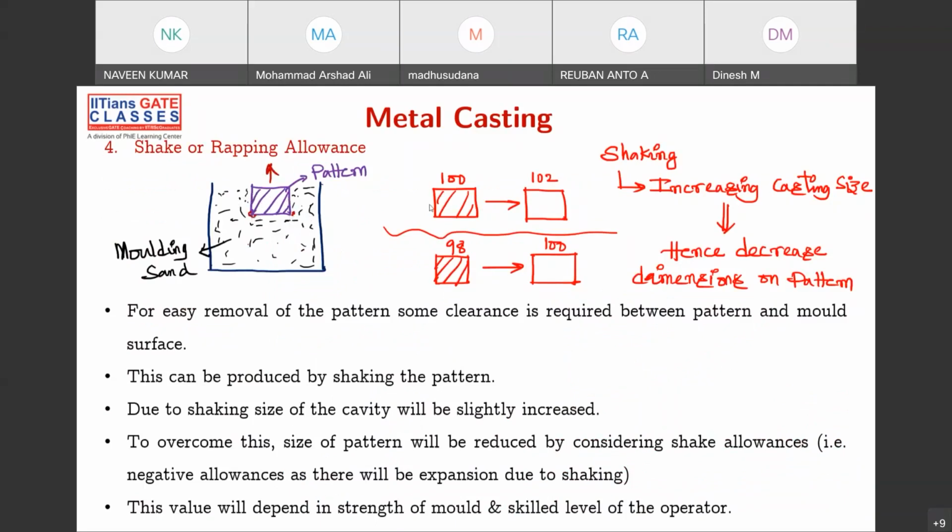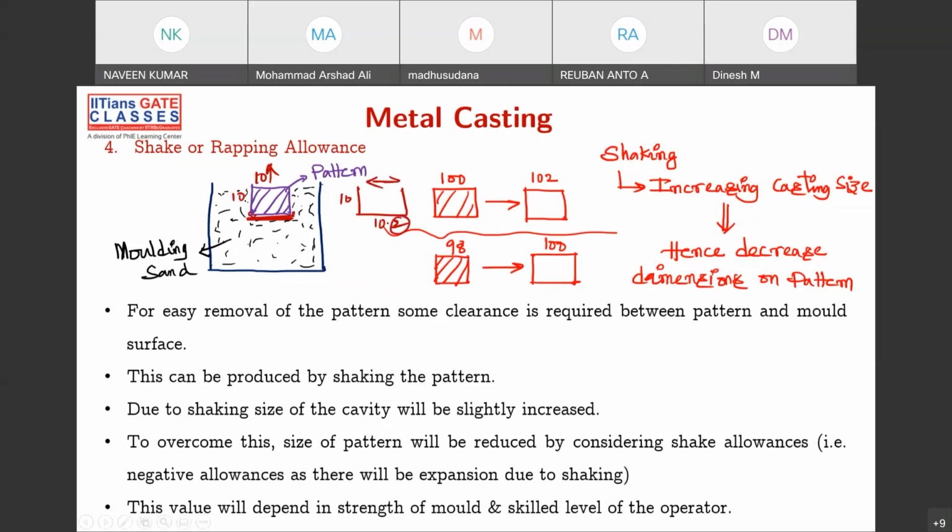So what you do, just shake it a little bit like this. And that shake, what will happen? It'll increase the size of the hollow cavity. Let's say your pattern dimension was 10 and 10 like this. Because of shaking, your hollow cavity has increased from 10 to something like 10.2. So this 0.2, you have increased it.